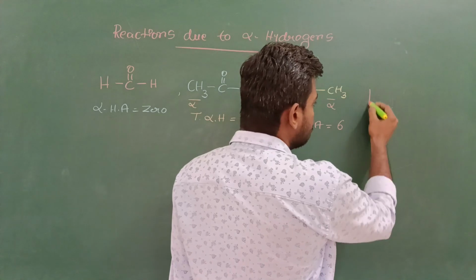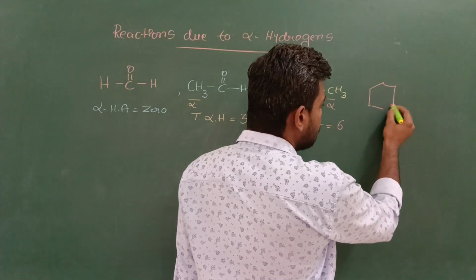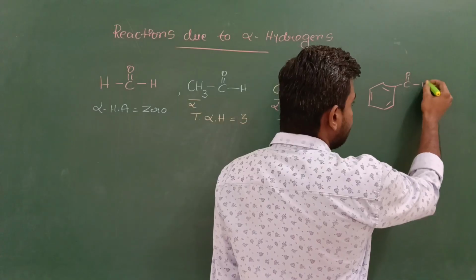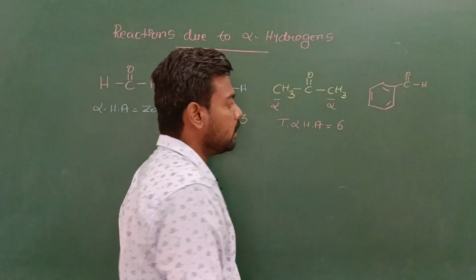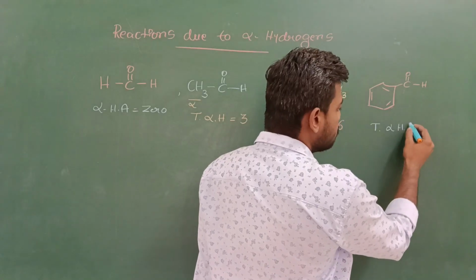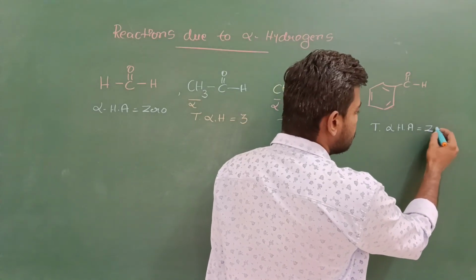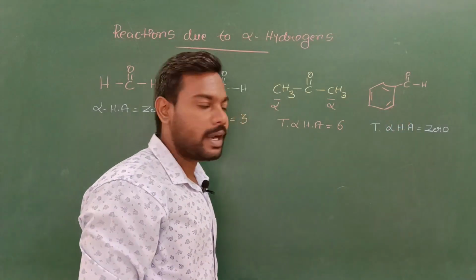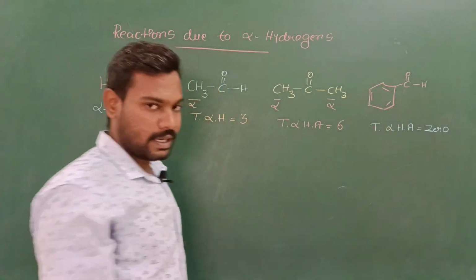And if I consider benzaldehyde, the total number of alpha hydrogen atoms is 0, because there are no alpha carbon atoms present in benzaldehyde.